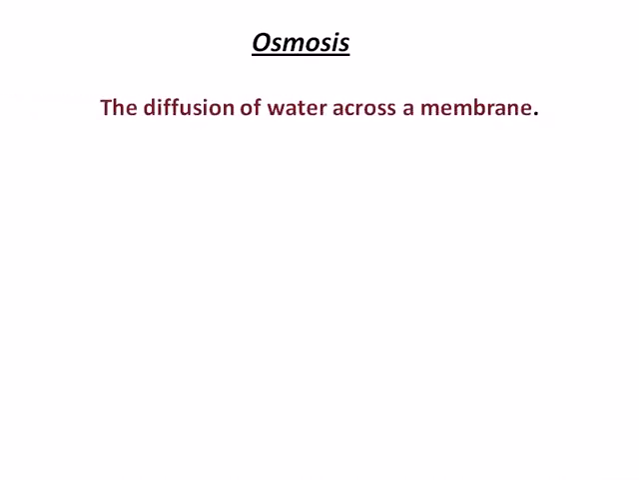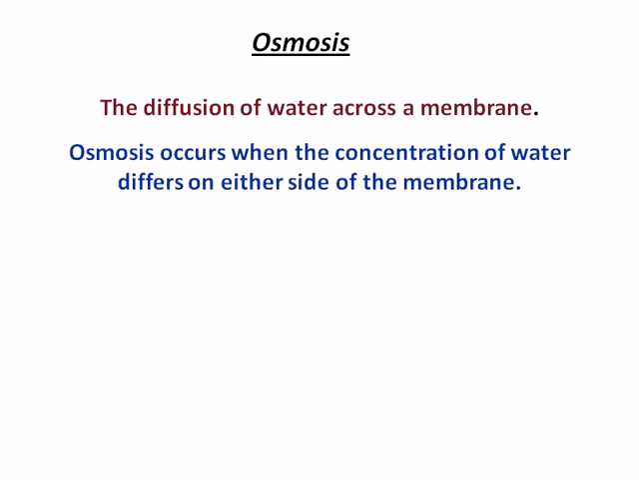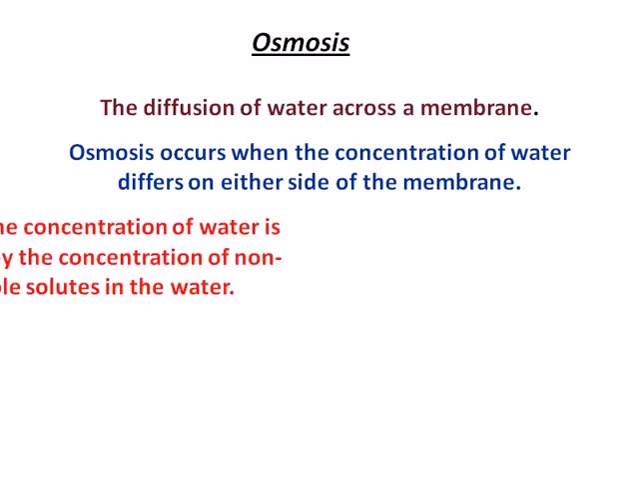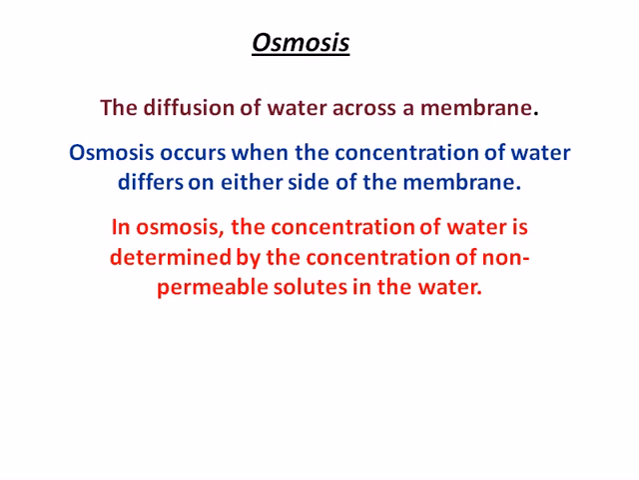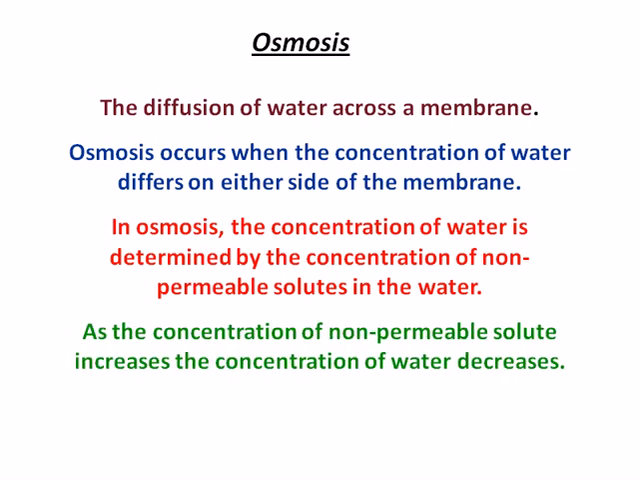So to be clear, osmosis is the diffusion of water across a membrane. Osmosis occurs when the concentration of water differs on either side of the membrane. In osmosis, the concentration of water is determined by the concentration of non-permeable solutes in the water. And finally, as the concentration of non-permeable solutes increases, the concentration of water decreases.